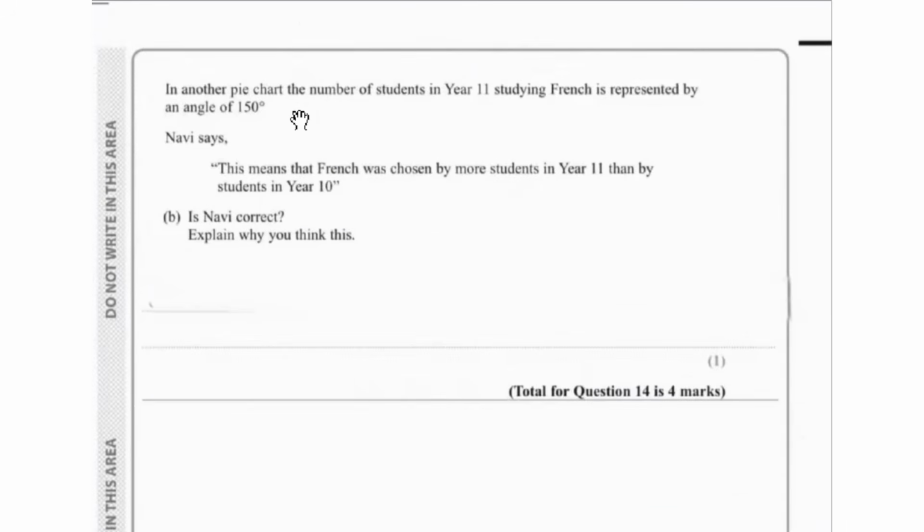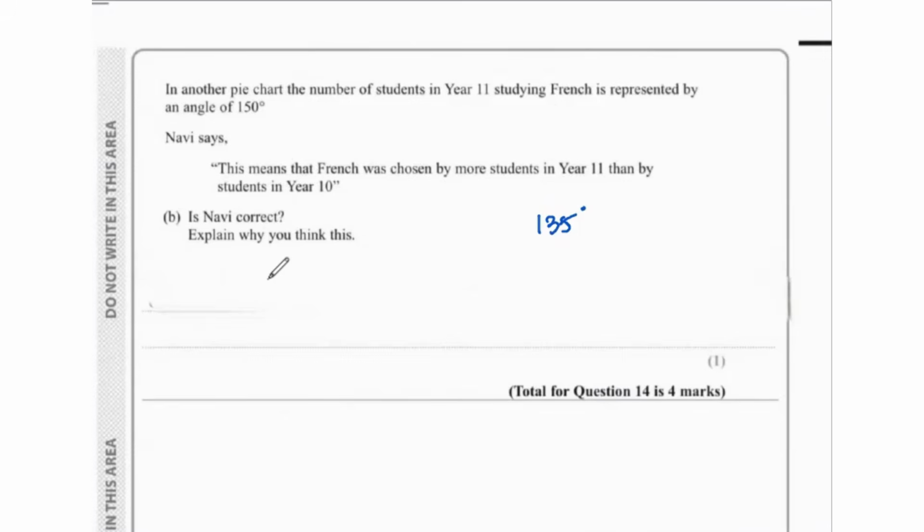Then it says, in another pie chart, the number of students in year 11 studying French is represented by an angle of 150 degrees. Navi says this means that French was chosen by more students in year 11 than by students in year 10. Is she correct? Explain why you think this. So in the previous pie chart, the angle given for French was 135. Right now, it's 150. They haven't given us any details about the number of students in year 11.